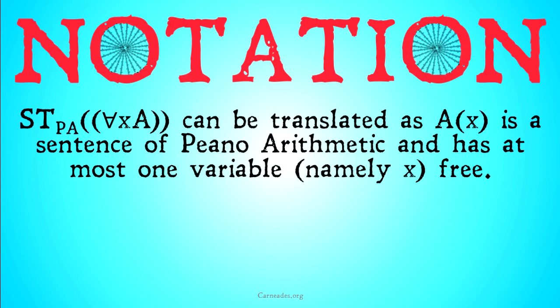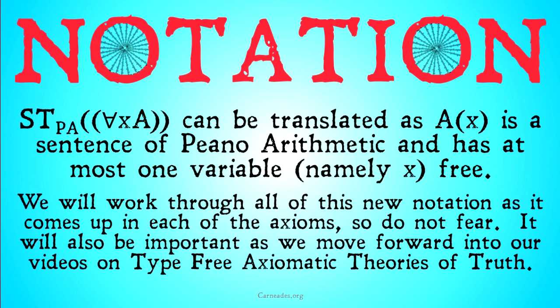StPA for all x, A(x) can be translated as A(x) is a sentence of Peano arithmetic and has at most one variable, namely x, free. And that should just be kind of defining exactly what we're talking about when we're talking about that statement, A(x). We will work through all of this new notation as it comes up with each of the axioms. So don't fear if you're having a little bit of trouble right now. It will also be very important as we move forward into our videos on type-free axiomatic theories of truth. So I encourage you, if you have trouble with those videos, come back to this notation because it will help you.